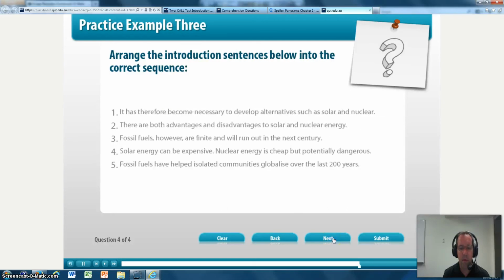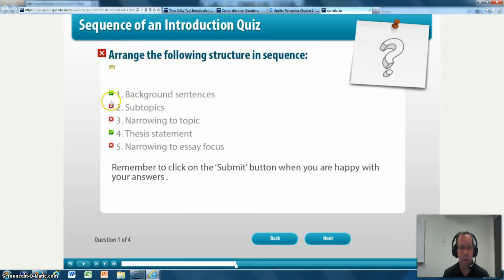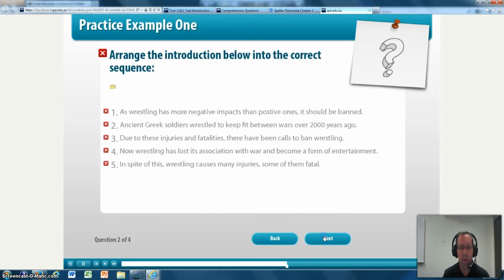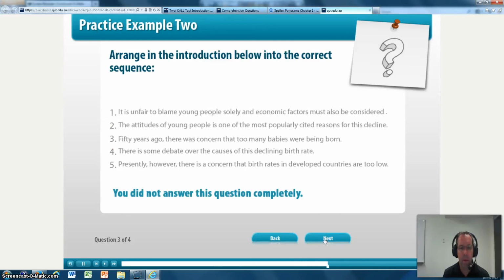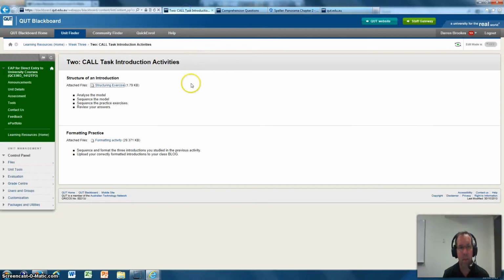The activity also has a review section, so students can actually see which answers were correct and which ones were not correct. So that's given us a lot of power over our core activities.